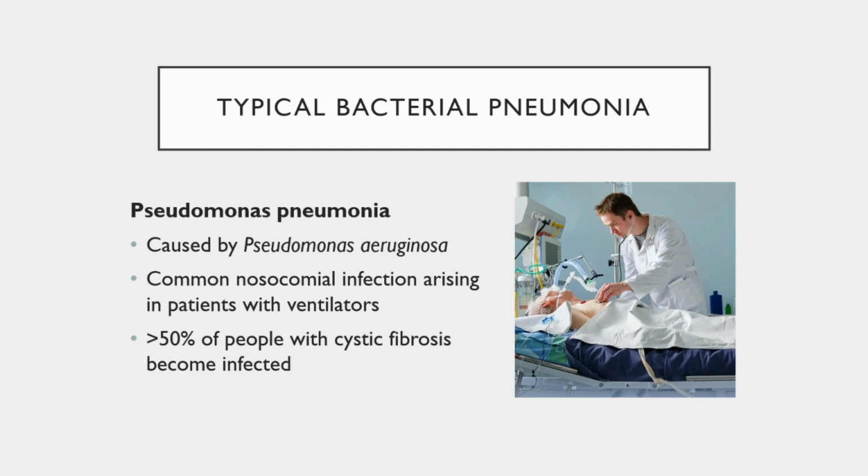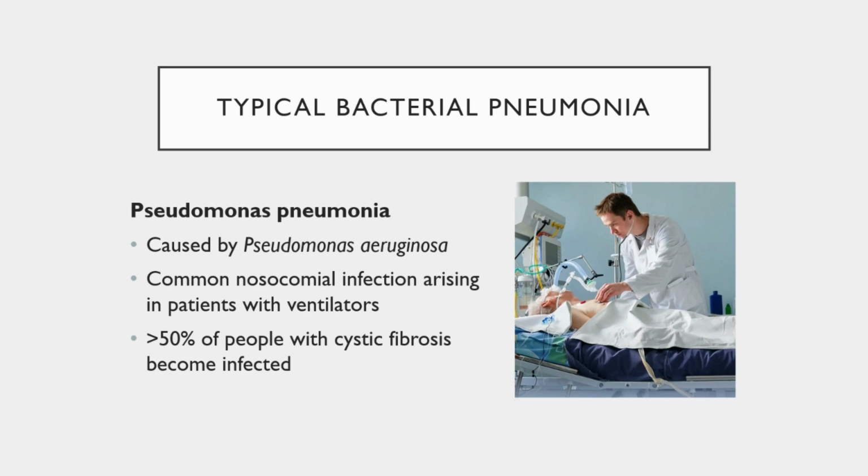Another special case of typical bacterial pneumonia that we should talk about is Pseudomonas pneumonia. Pseudomonas pneumonia is caused by the species Pseudomonas aeruginosa, which is a common nosocomial infection arising in patients who have been ventilated. Any indwelling medical devices like a ventilator can be a hotspot for pathogens to gain access to the body systems. And Pseudomonas aeruginosa is a common pathogen that is transmitted in the hospital environment.